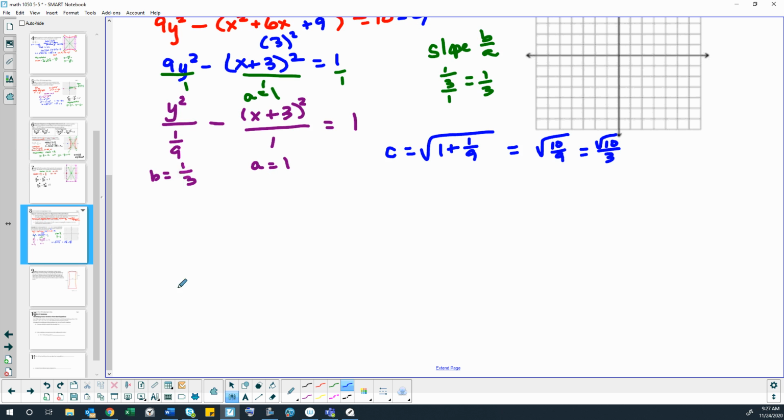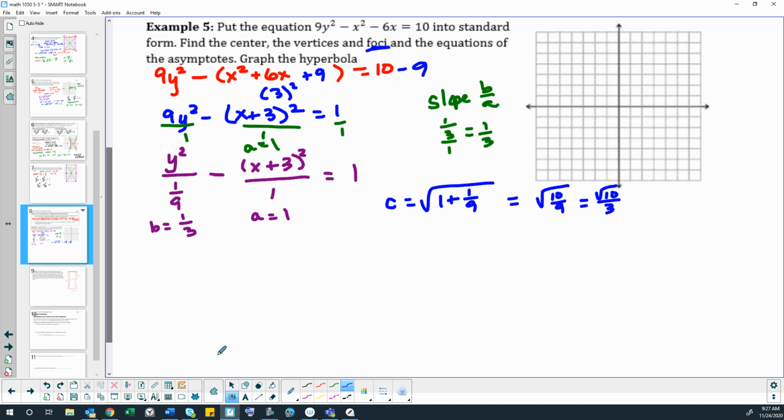Alright, let's take what we've got and write down a few things, like the center. So the center is at (h, k), and the h value is with x, and the k value is with y. So we go the opposite of this number here, which is -3, and this one is just a 0. So I'm going to start by putting that in my graph at (-3, 0). Then I have my vertices. This graph is going to be vertical because the y is squared, right? So upward and downward.